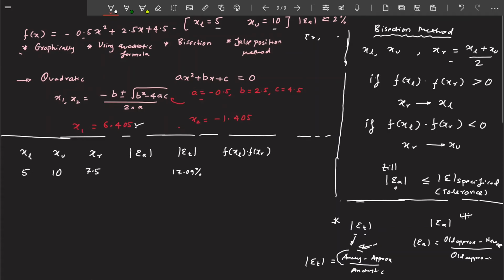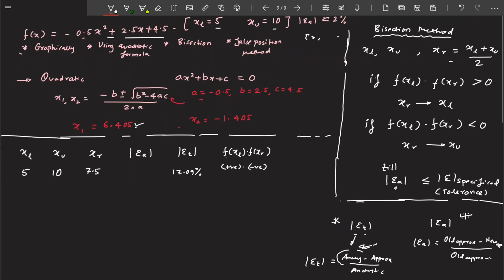Understand one thing, we don't want the value of FXL and FXR. We just want the magnitude. So if you substitute the value of XL, that is 5, in this equation, that is here fx, you will find out that the value comes out to be positive. And when you talk about XR, when you substitute 7.5 in this equation, you will realize that the value comes out to be negative.